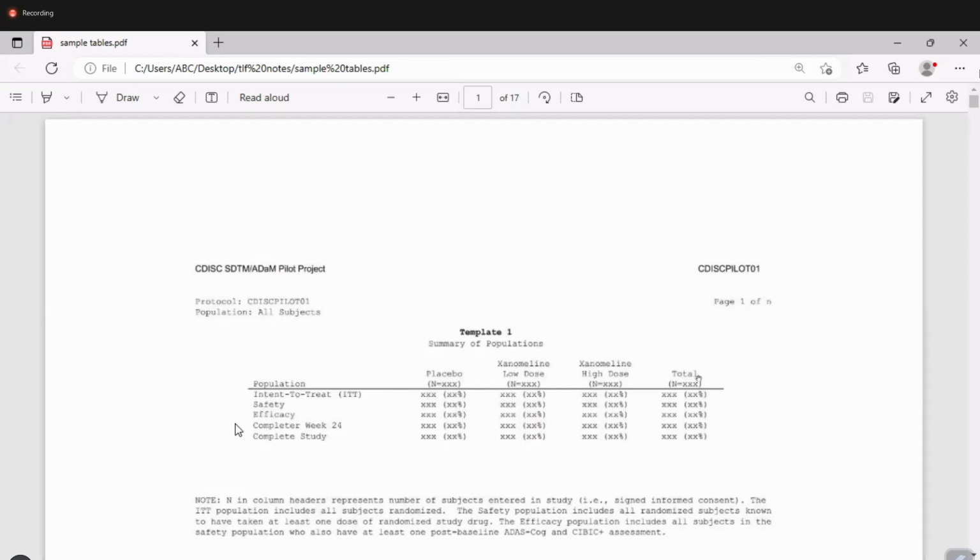I mean, ADSL, we are already ready. The safety flag is ready, ITT flag is ready, efficacy is ready. What is efficacy? The efficacy population includes all the subjects in the safety population who also have at least 1 post-baseline ADAS-Cog CDISC assessment. This is specifically post-baseline, those who took this drug. That's the meaning. Completed week 24, those who completed the 24-week study, those who completed the complete study.